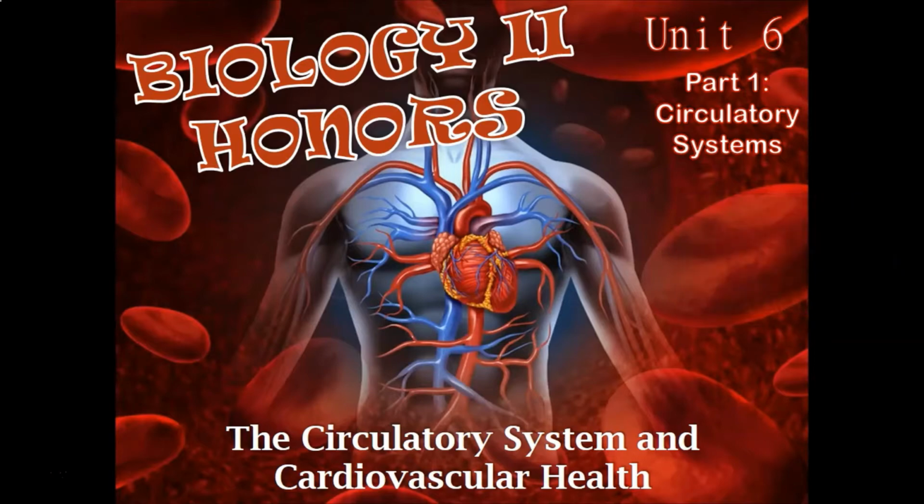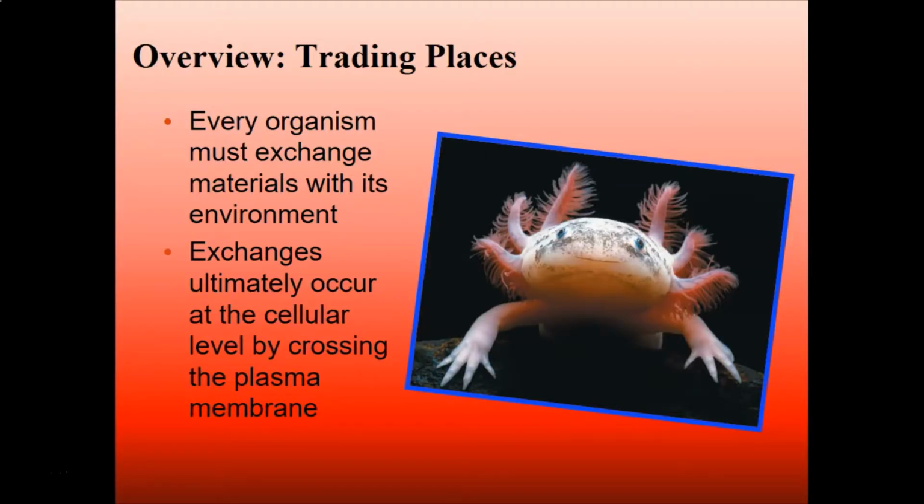Alright, let's get going. So, every organism must exchange materials with its environment, right? Here you can see an axolotl, and they breathe through their gills on their head, which is kind of cool. And eventually, exchanges happen at the cellular level, right? And we have to get things into our cells.